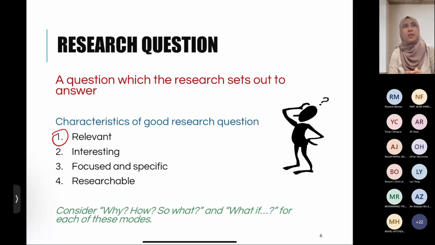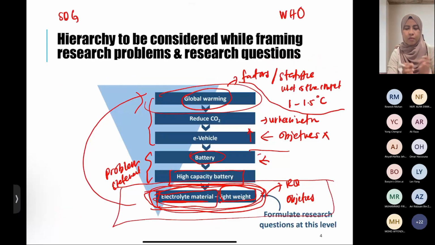That's why when you are constructing your research problem, the research question must be really, really relevant to the problem that you want to address. For example, like this case, the research problem is the battery do not have the good capacity, does not have the high capacity to last longer. So the research question is, what are the factors that affecting the life cycle of the battery, for example? That's number one.